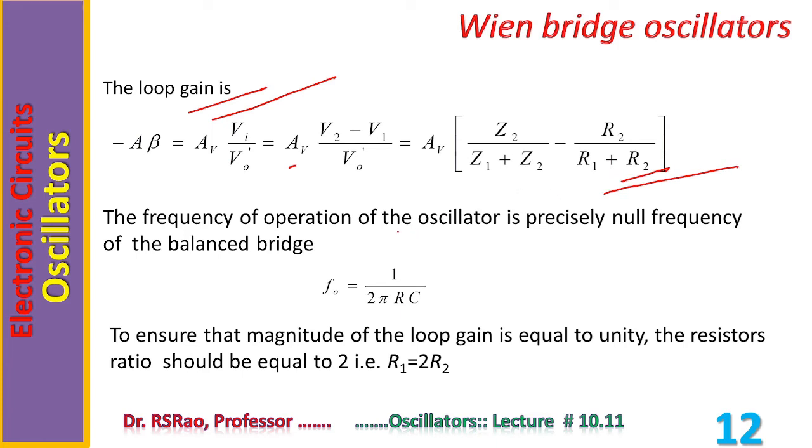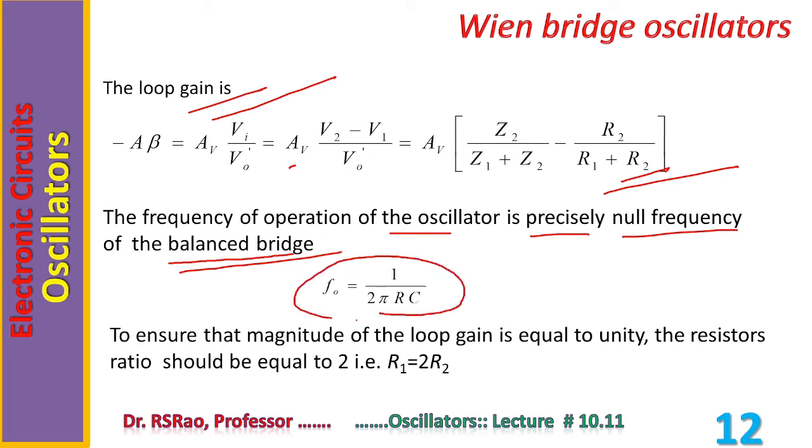The frequency of operation of this oscillator is precisely the null frequency of the balanced bridge, which is of course equal to 1 over 2 pi RC. The null frequency of the balanced bridge coincides with, and is the same as, the frequency of operation of the oscillator.